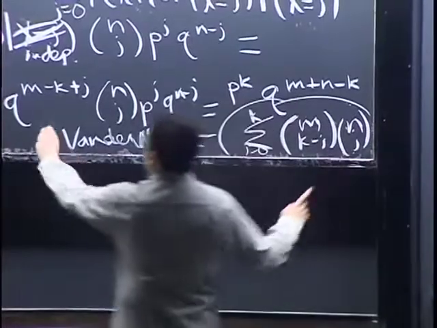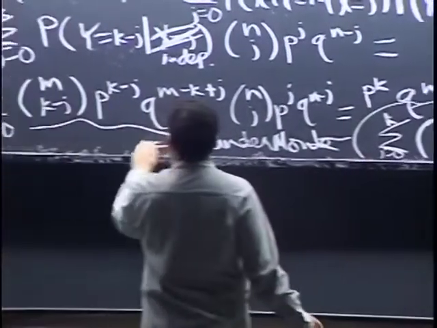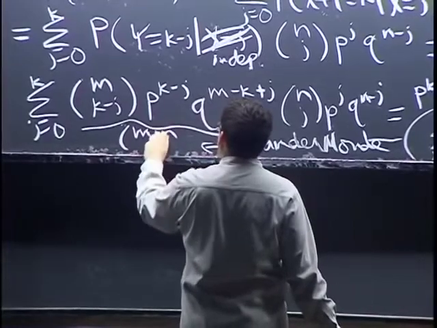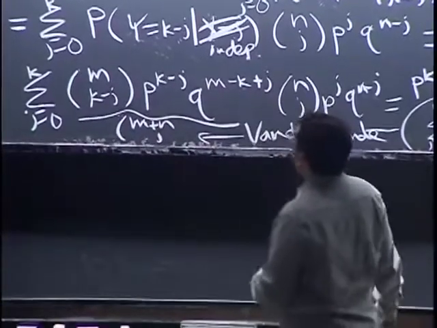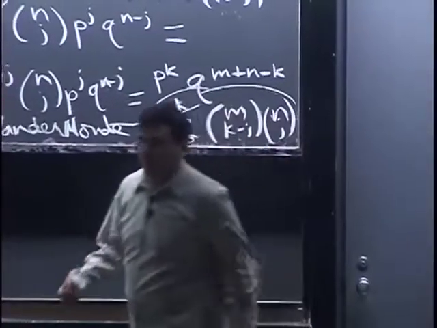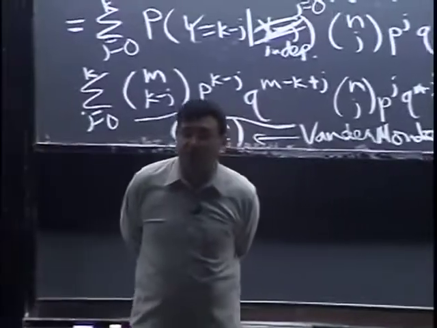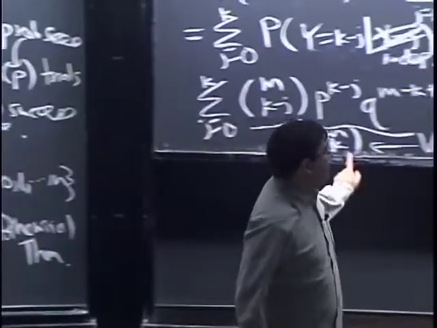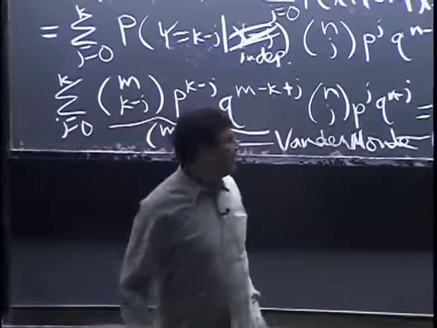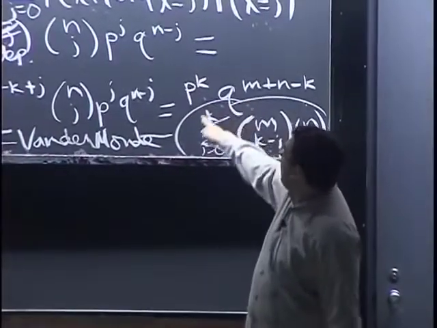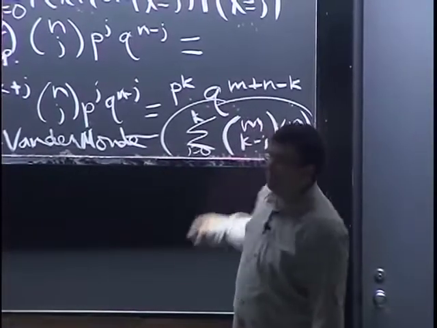So this equals, sorry, I'm going right to left here. Vandermonde says that this equals m plus n choose k. So that was the Vandermonde identity we did a while ago using a story proof. So that's m plus n choose k according to the Vandermonde thing we did, and that means that now this looks exactly like the binomial n plus m PMF.